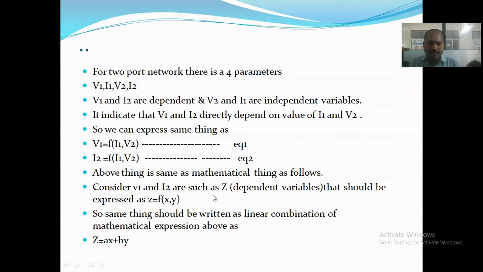So any equation, if it is expressed as Z is equal to a function of X comma Y, then it should be a linear combination of the mathematical form. It should be noted as Z is equal to AX plus BY, where A and B are constants. Any equation that comes in the form of Z is equal to F of X comma Y should be expressed as Z is equal to AX plus BY, right? This will be the mathematical expression.